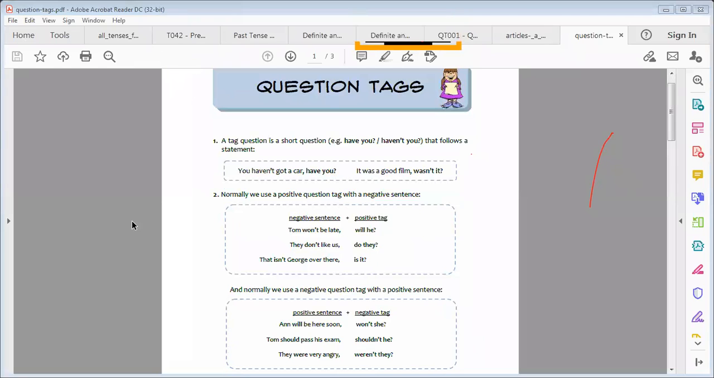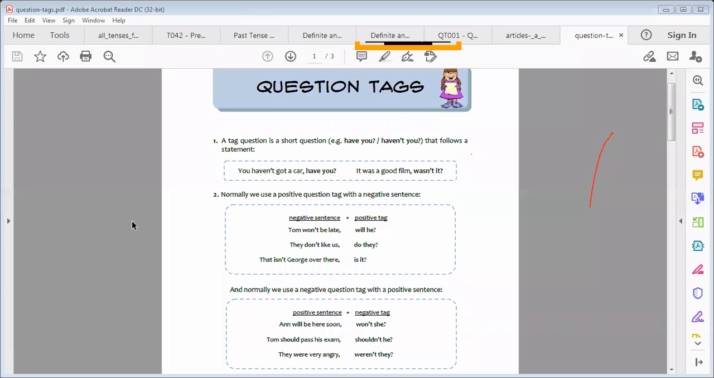Question tags. A tag question is a short question. For example, have you, haven't you? That follows a statement. You haven't got a car, have you? It was a good film, wasn't it? So the part which is printed in bold letters is called as question tag. Have you or wasn't it? Question tags are also called as tail tags, because they are added at the end of the sentence.